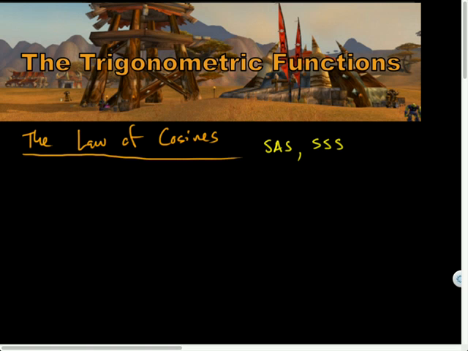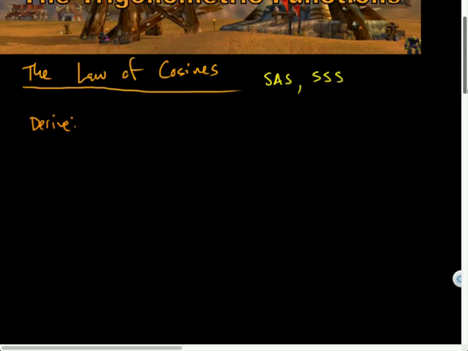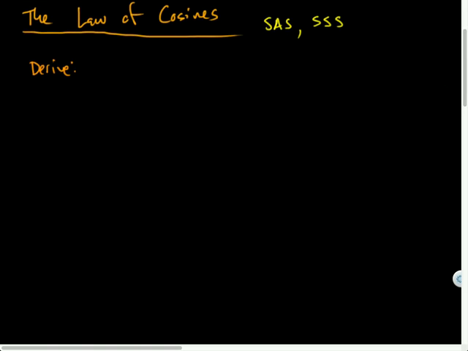So the first thing we're going to do is actually derive the law of cosines with a little picture. So let me draw a picture. This is a non-isosceles triangle.